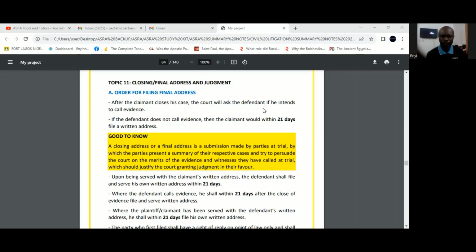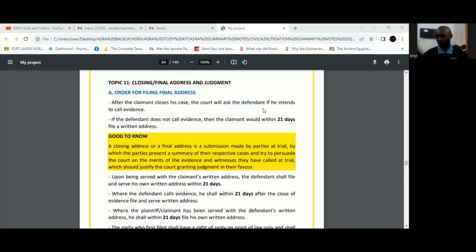Now, what's the order in which final addresses are to be filed? The order is as follows. Whichever party ends the trial will file final address first. All right, the party that goes last at trial will file final address first. And after the other party files their final address, the party who filed first would have a right of reply on points of law only. So that's the sequence. Whichever party goes last at trial files final address first.